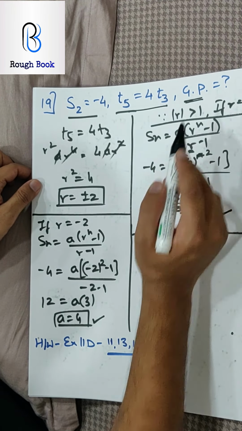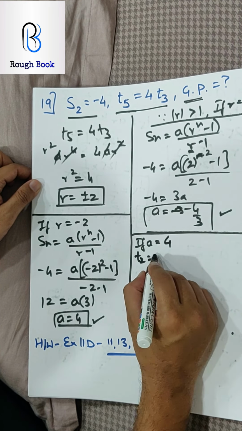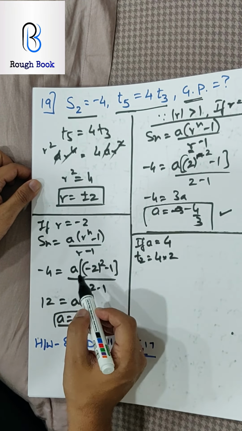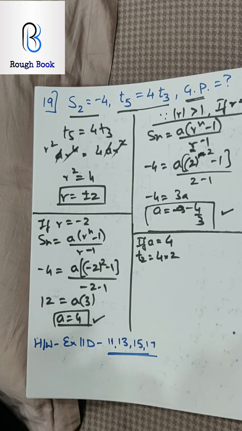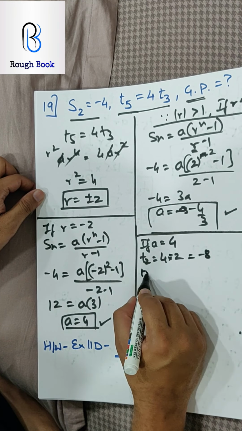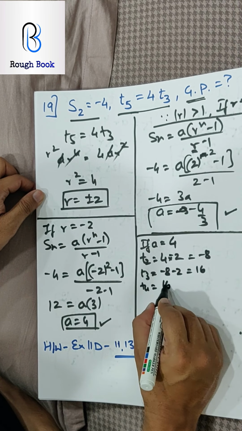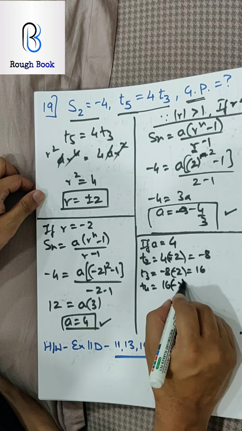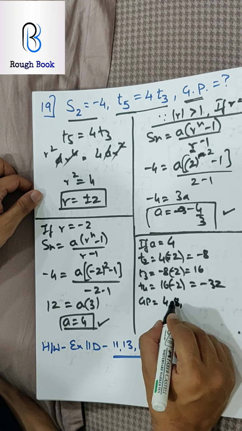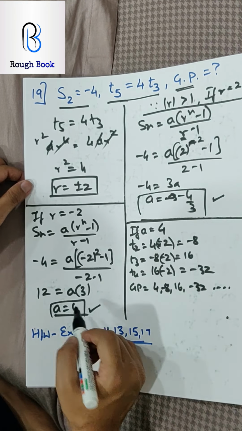Now your target is to find the GP. So if a is 4, then the second term is 4 into r, where you will consider r as minus 2, because here you've taken r as minus 2. So minus 8 is the second term. T3 is minus 8 times minus 2, which is 16. T4 is 16 into minus 2, which is minus 32. So then my GP becomes 4, minus 8, 16, minus 32, and so on. This is when a is 4.